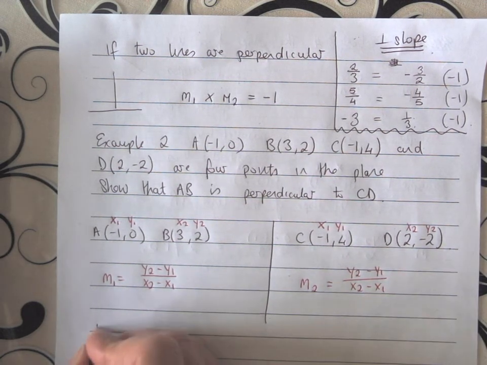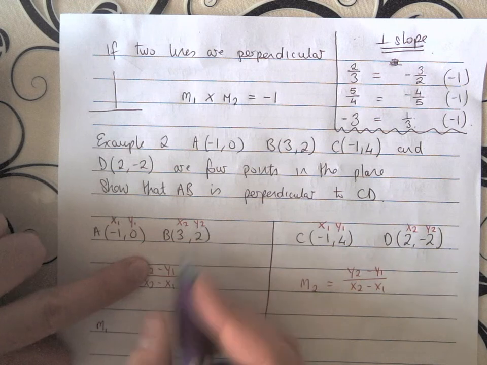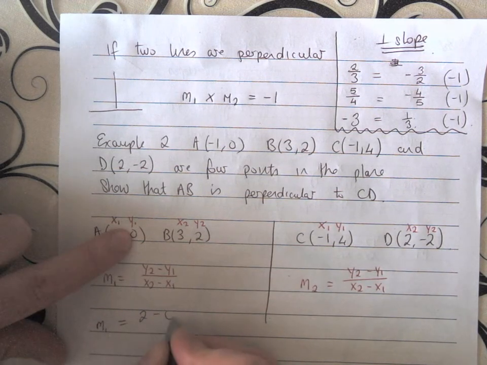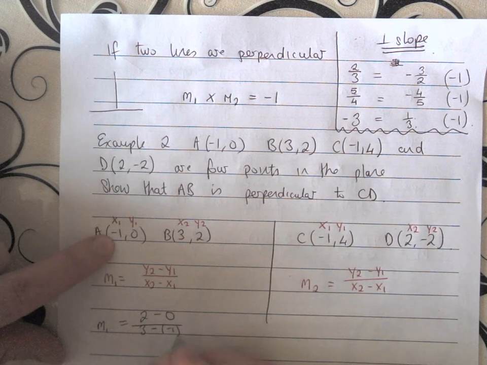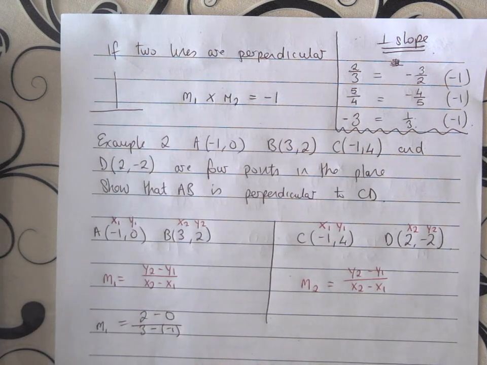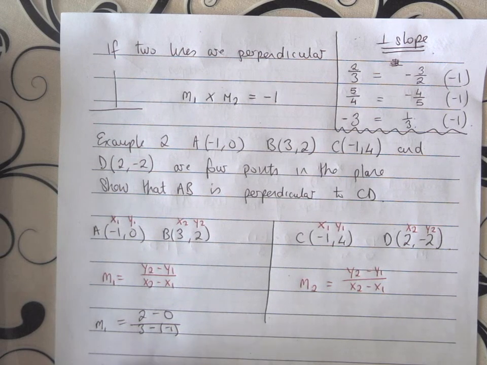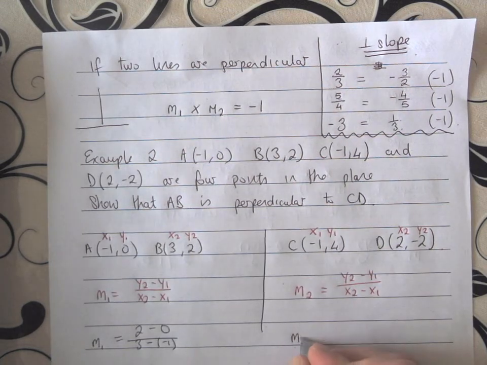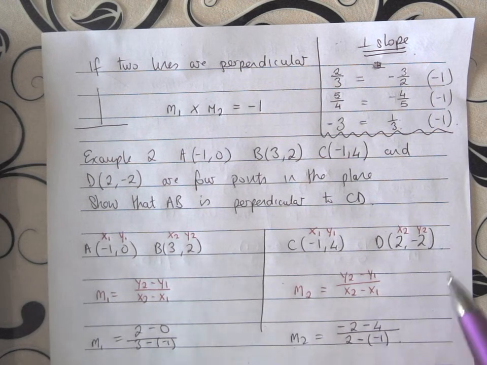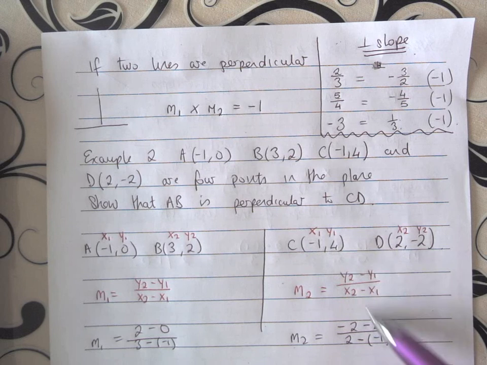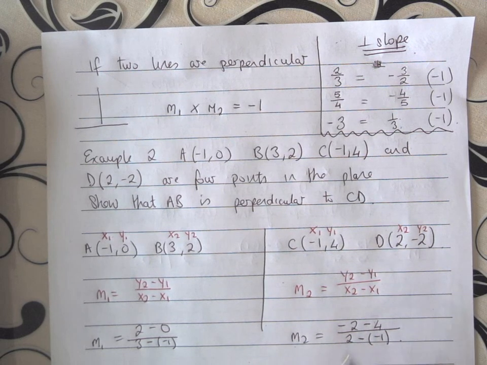Fill it in. So for M1, y2 is 2, y1 is 0, x2 is 3, x1 is -1. Once you've filled it in, stick it into your calculator and it'll do the hard work for you. So we get a half. For M2, y2 is -2, y1 is 4, x2 is 2, x1 is -1. So be careful, the formula has a minus, and if there's another minus with this, just stick it into a bracket and put it exactly like that into your calculator.